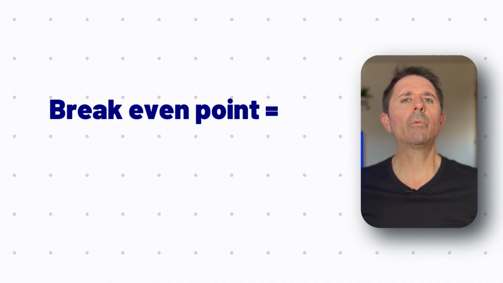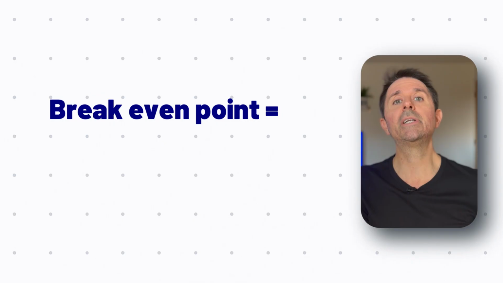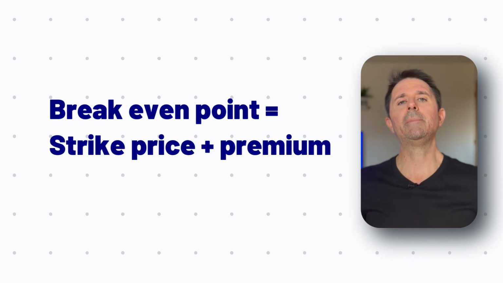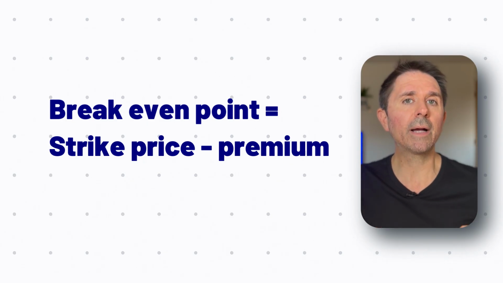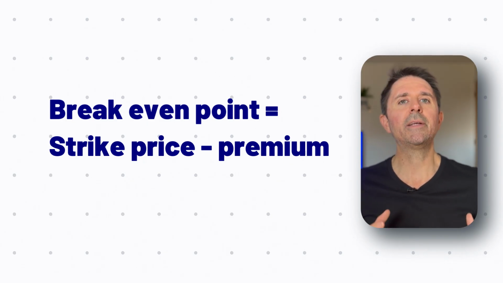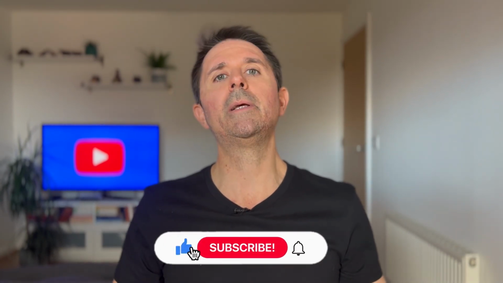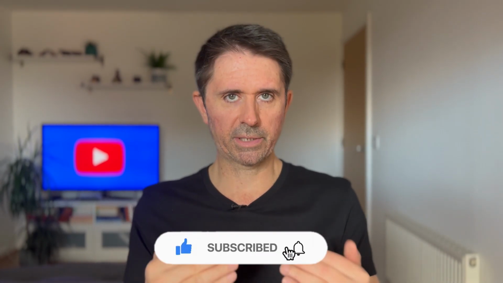Whereas with a call option, your break-even point, the point at which you start to make money, is your strike plus your premium. When it comes to a put option, it's the opposite. It's the strike price minus the premium that you've paid to get your break-even point. And if the stock goes down below that point, strike minus premium, from there on you will start to make money.